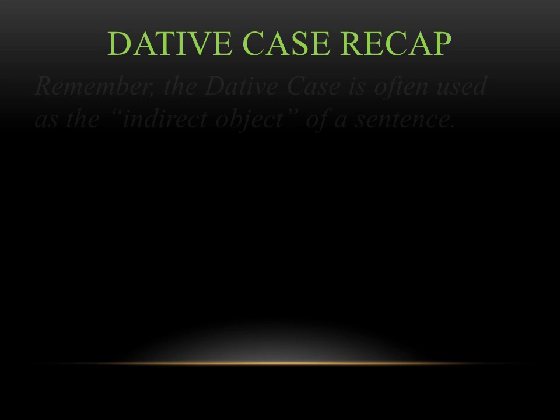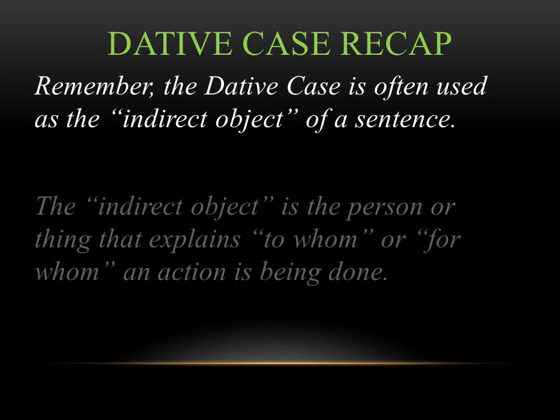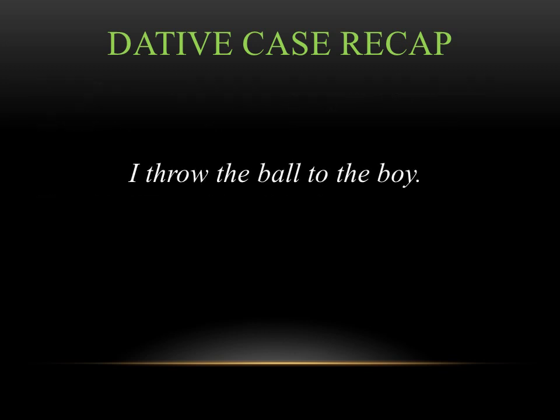If we just recap the dative case quickly, you'll probably remember that the dative case is often used as the indirect object of a sentence. And the indirect object is the person or thing that explains to whom or for whom an action is being done. So for instance, if I said, I throw the ball to the boy, if I ask the question, to whom? To whom do I throw the ball? The answer is going to be the boy, or to the boy. That's the dative case and the indirect object, which is how we've seen it used for most of the previous chapters.